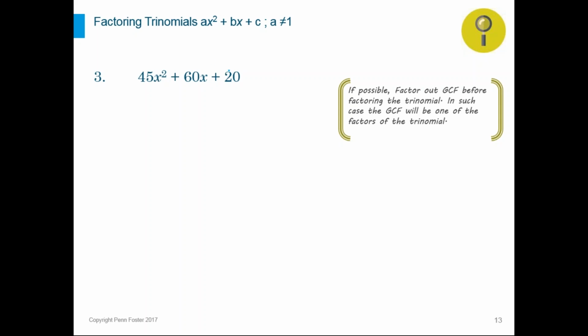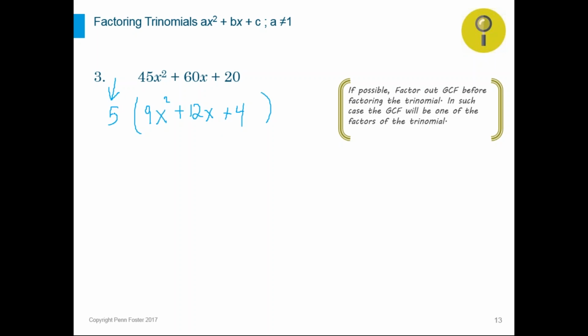And again, you can go to webinar 1 for this unit to know exactly the manual way to figure out the greatest common factors between three numbers. But for now, it's 5. This 5 is not going to be canceled. This 5 is part of our answer. 5 will be a third factor for the trinomial. And then divide. 45 over 5 is 9x squared, plus 60 over 5 is 12x, and then 20 over 5 is a 4.